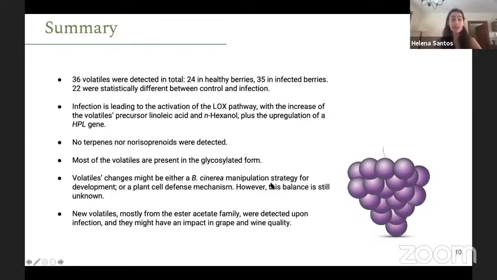And we have these changes that we don't know if they are a Botrytis manipulation for development or a plant cell defense mechanism. This balance is unknown, but it's very interesting to understand, and it would be even more interesting to see what happens in other cultivars or in different vintages. Like I said, is this behavior specific, are these markers of infection, and can they be used in the industry? These are the questions that we end our work with, that we need to further explore in the future. But let's just say that the ester acetate family is very promising in Trincadera for infection by Botrytis cinerea.